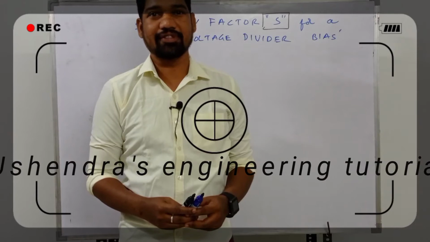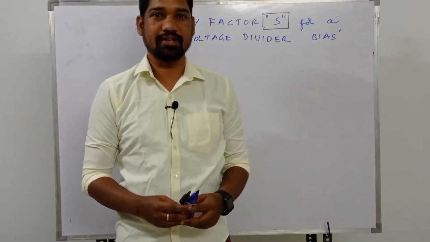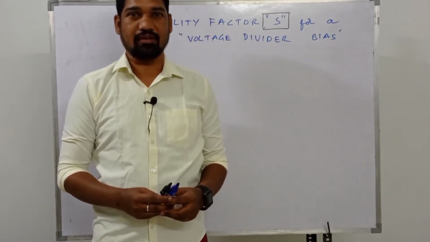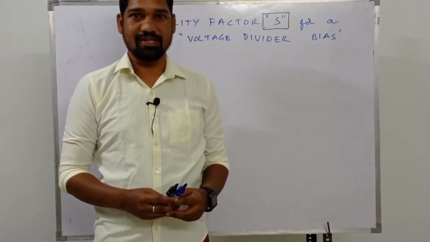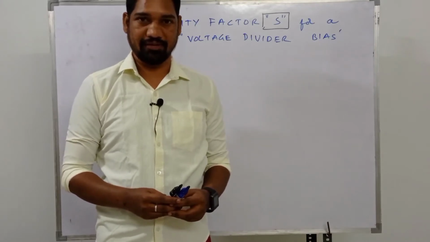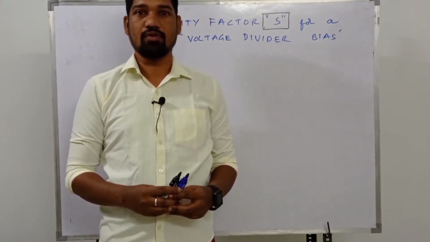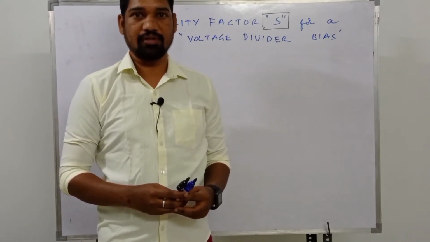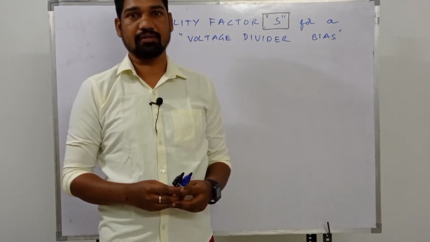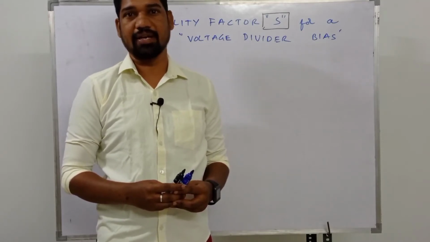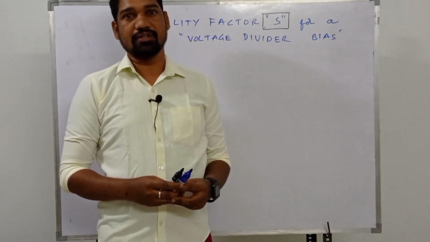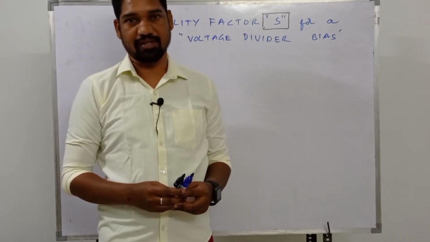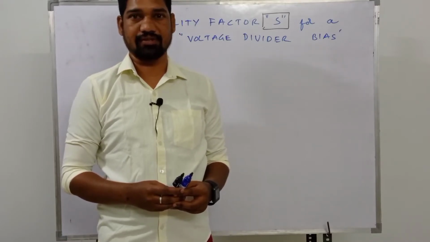It's all about deriving the expression for the stability factor S of a voltage divider bias circuit. Basically, we have four biasing circuits starting from the fixed bias, and having done a small modification in the fixed bias, we go for collector to base bias, and including a resistor in the emitter will give us a feedback that gives us the third biasing circuit. And finally, the most frequently used biasing circuit, voltage divider biasing circuit.